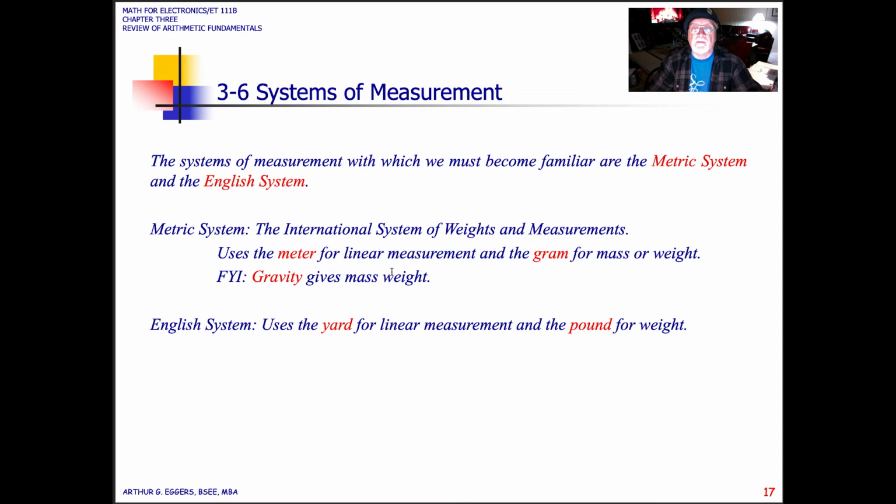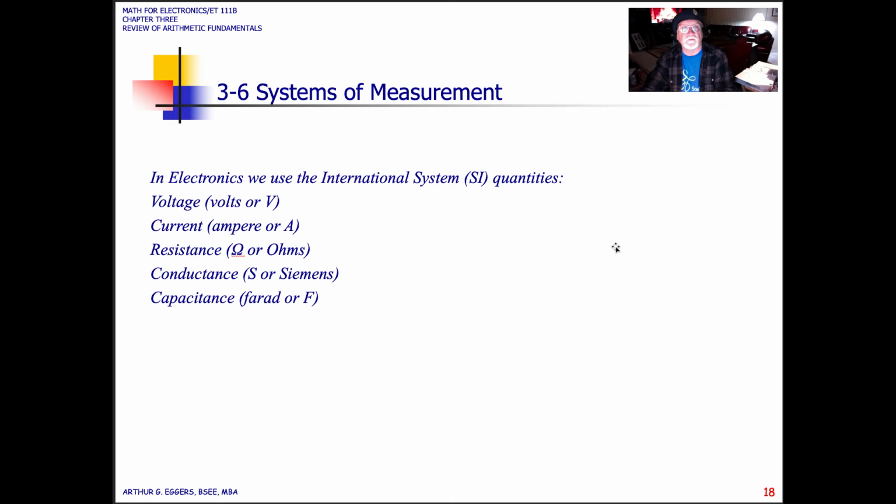Okay? One thing to keep in mind, some people ask, what's the difference between mass and weight? Well, you'll learn when you take the first semester physics course that it's gravity that gives mass weight. So basically that's telling you there's a product. I have to multiply gravity times the mass, and what I get as that product is the weight. In the English system, we use the yard for linear measurement and the pound for weight. So this is doing a comparison. You have to be able to do some conversions, which we will get to as we go along, but this gives you a quick understanding of metrics versus the English system.